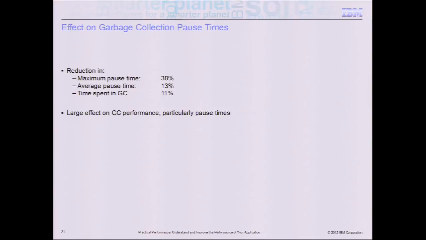So here's the summary of those, the effect on GC pause times. The maximum pause time was reduced by 38%. So we knocked a significant amount of time off our maximum pause time. The average went down 13%, and we spent 11% less time in GC. So all of those things improved our performance, and all I had to do was give my box or my partition an extra 1 or 2 gigabytes worth of RAM.